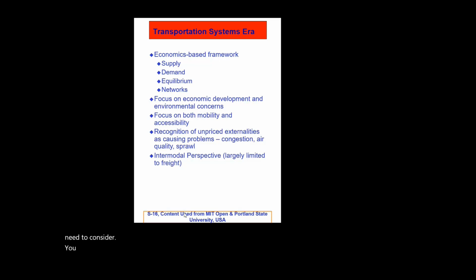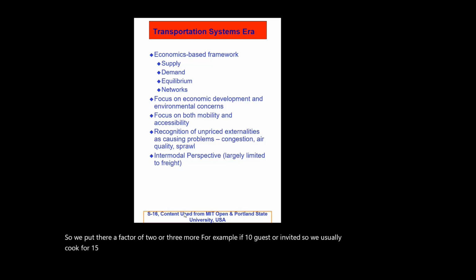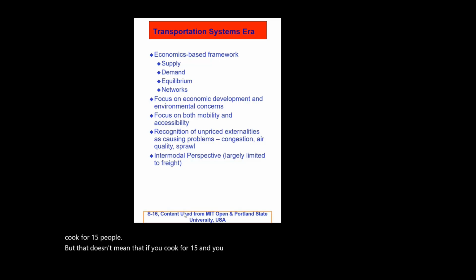Your system may fail if you did not collect the input. For example, whenever we invite people at our home, we know how many are coming. So we put a factor of 2 or 3 more. For example, if 10 guests are invited, we usually cook for 15 people, right? But that doesn't mean that if you cook for 15, you can entertain 50. This is also not possible.